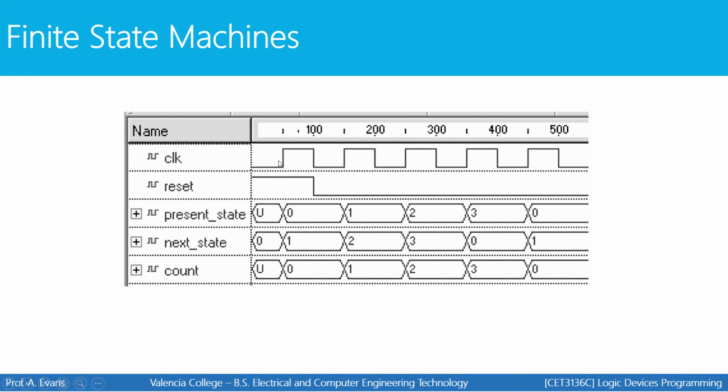So with this positive transition right here, the present state is set to be 0, and the output is based on the present state, so it is also 0. The next state is determined to be 1. On the next positive transition, we see the counter beginning to count. The present state goes to 1, the next state goes to 2, and our output count is based on the present state. And that's basically your 2-bit counter as a finite state machine.